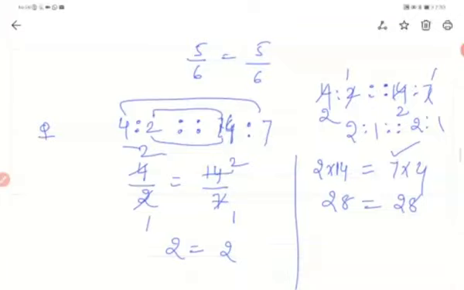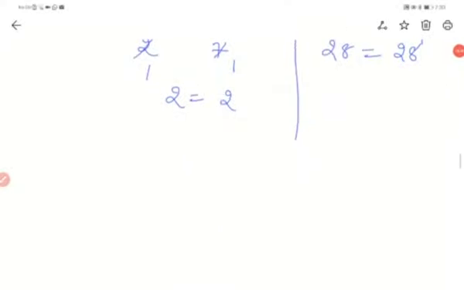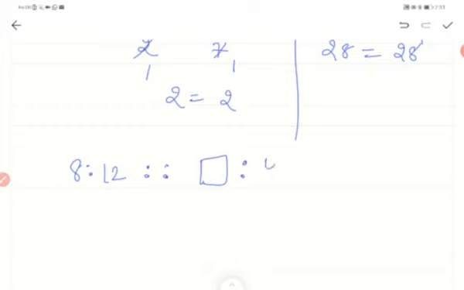Okay, so it's very interesting to do these problems, isn't it? Proportion problems. And this ratio itself, I think it's very easy and also very interesting to do, isn't it? So another kind of problem may be like you have 8 is to 12 and they are saying that they are in proportion. Okay, so what will be the number here when they are in proportion?